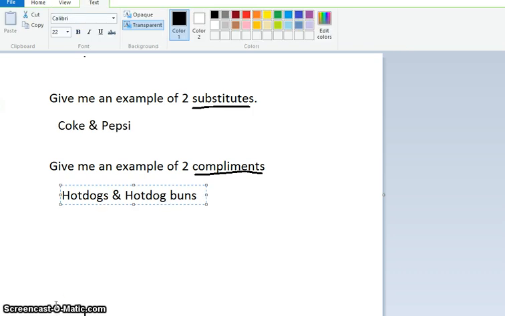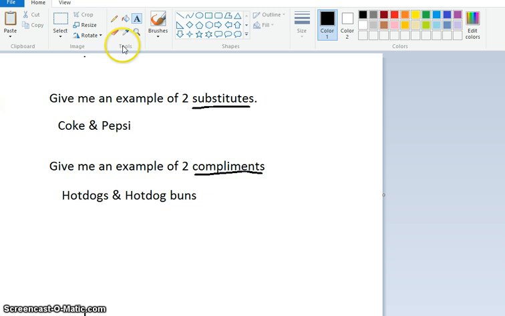So here are my examples. I went with the classic Coke and Pepsi for substitutes, hot dogs and hot dog buns for complements. So the hot dogs and the hot dog buns, you buy one, you got to get the other, right? A hot dog without a bun, a hot dog bun without a hot dog. Coke and Pepsi work in a different way, where you would take one over the other. If you were at a restaurant, they didn't have Coke, you take Pepsi. They're interchangeable.